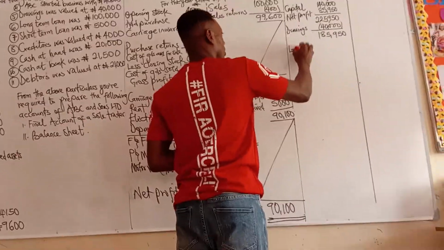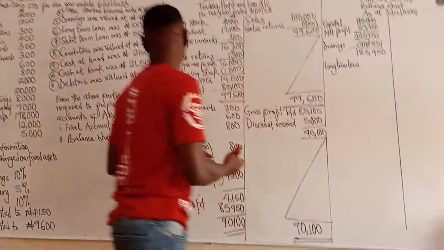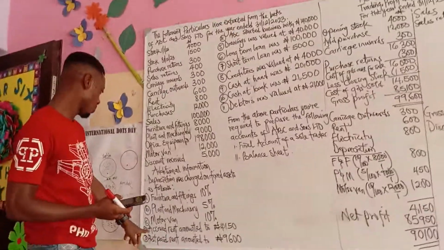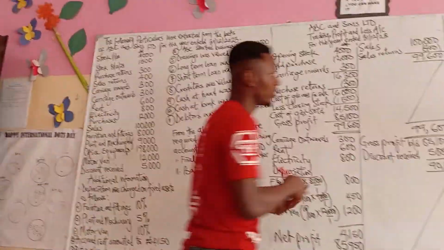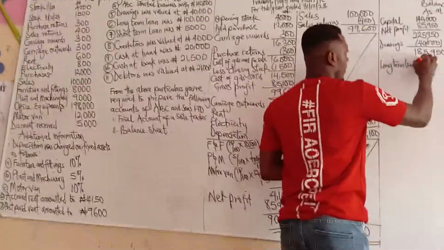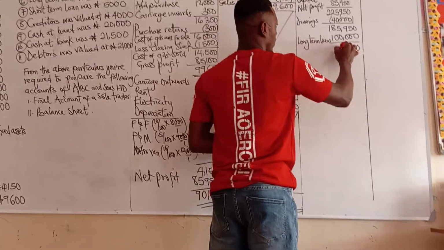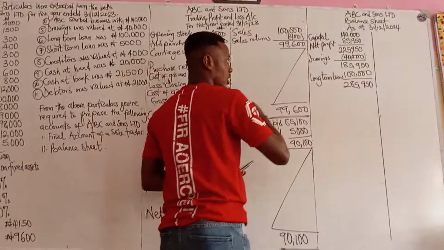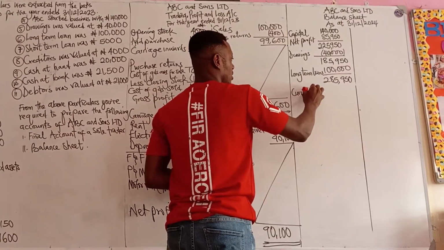Then the next thing we have are loans. Now, the long-term loans, we add our long-term loan. Long-term loan was 100,000. So this will give me a total of 285,950. Now this will give me current liabilities.